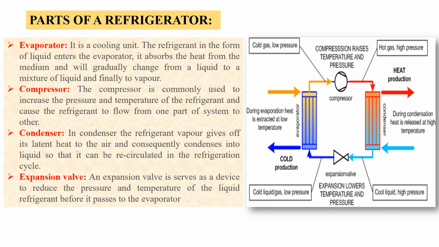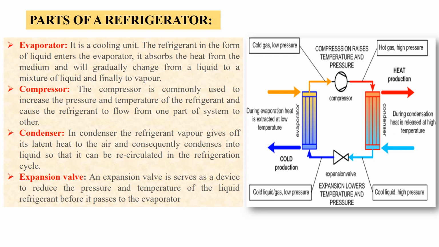Evaporator, compressor, condenser, expansion valve. What happens in the evaporator? In the evaporator, heat is absorbed with the help of refrigerant, which changes phase from liquid to vapor. Okay, that is the function of the evaporator. This takes place at constant pressure.